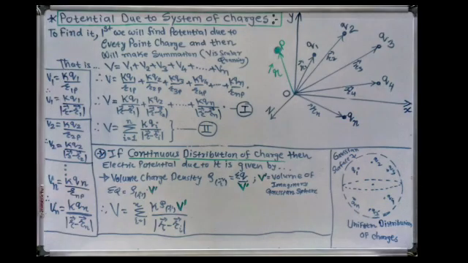Now potential due to a system of charges. To find it, first we will find the potential due to every point charge and then make the summation. So here potential is a scalar quantity. So we get V equal to V1 plus V2 plus V3 plus V4 up to Vn. So V is given by kq1 upon R1p plus kq2 upon R2p plus kq3 upon R3p and so on, up to kqn upon Rnp.